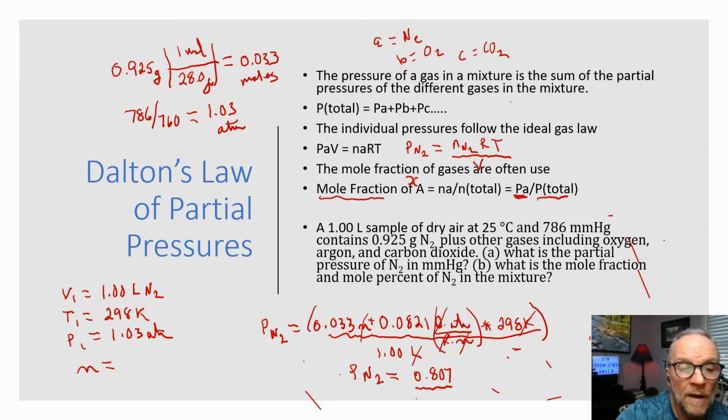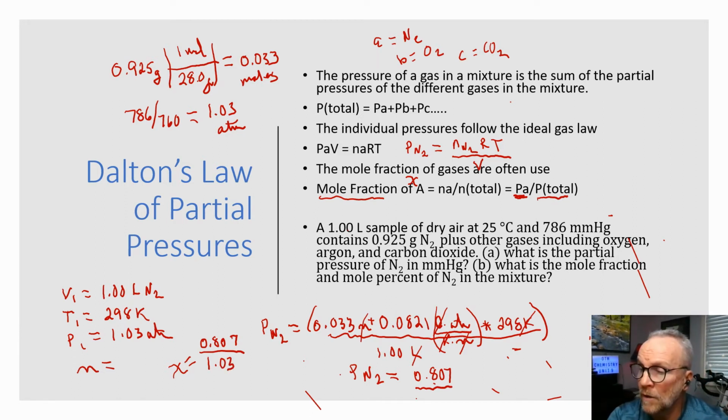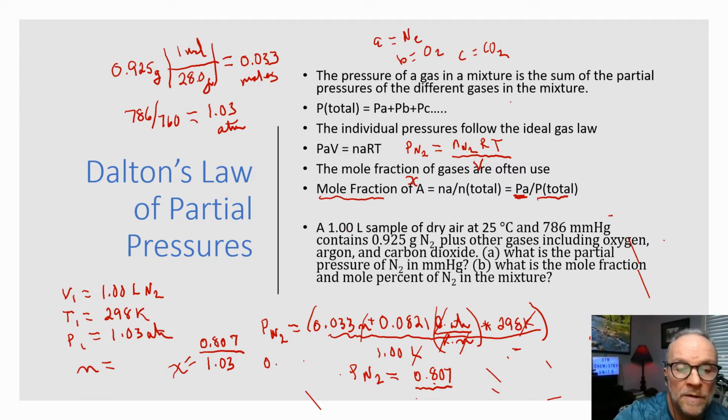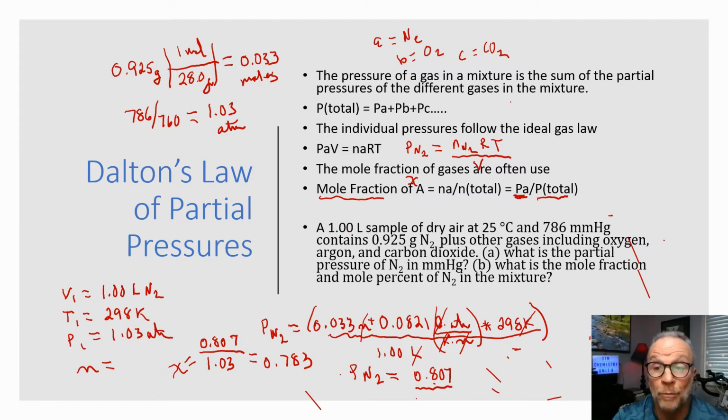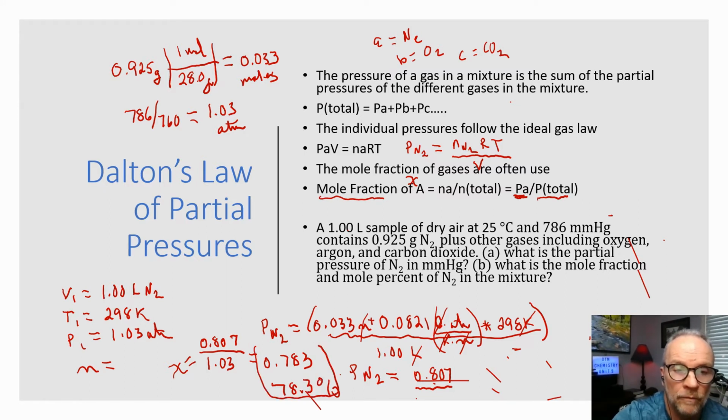So here we have our mole fraction as 0.807 divided by the pressure that we're given as the total pressure, 0.03. If we work that out, we get a mole fraction of 0.783, and the percent is just the percent that represents, which is 78.3%. So there we go.